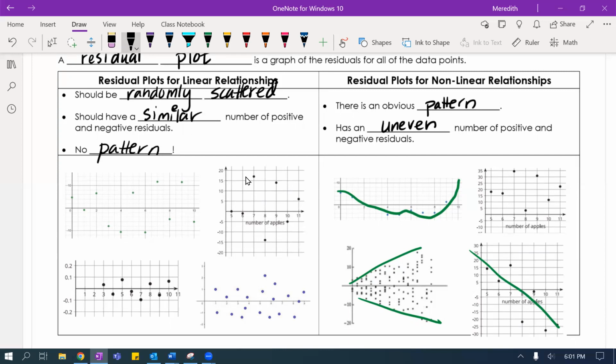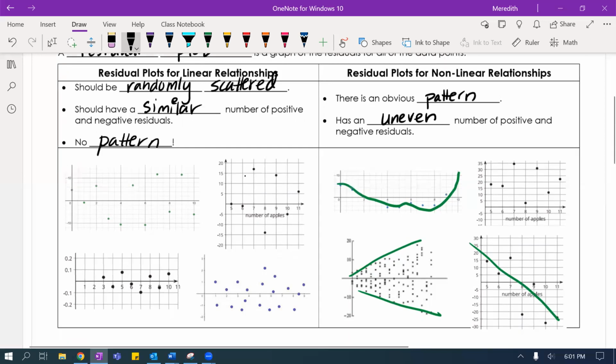Or this second one, the number of apples, where all the points are above our axes or our line of best fit. And then the third graph here, it makes this cone shape. And our fourth graph, although it makes a linear shape, it has a pattern, so it is nonlinear. So make sure with the residual plots, I know it's tricky, but for linear relationships, there's no pattern.